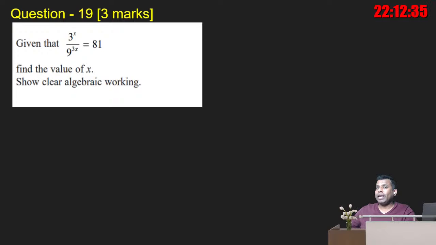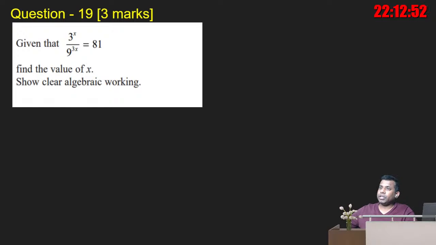So let's read this question. Given that 3 to the power x divided by 9 to the power 3x equals 81, find the value of x, show clear algebraic working, right?